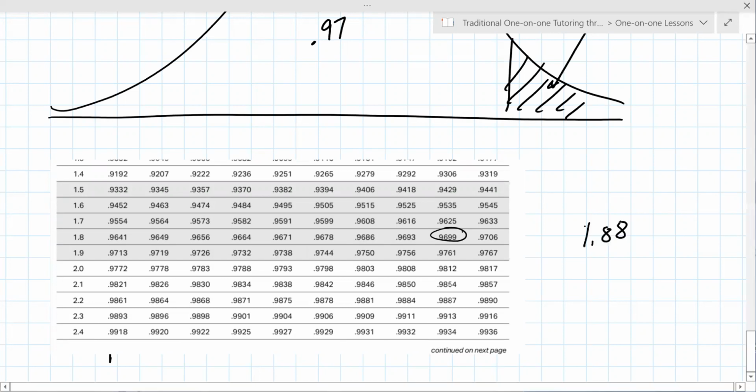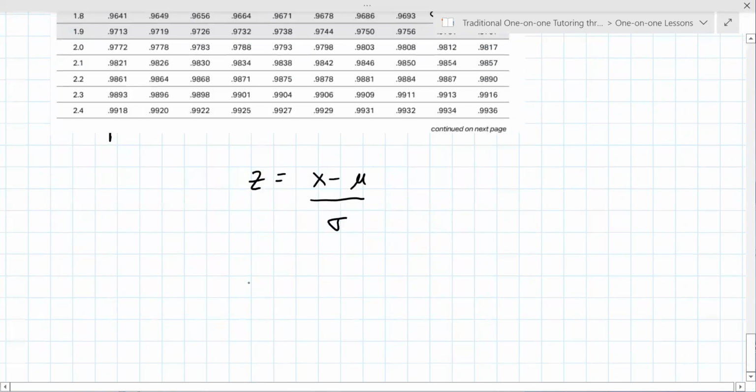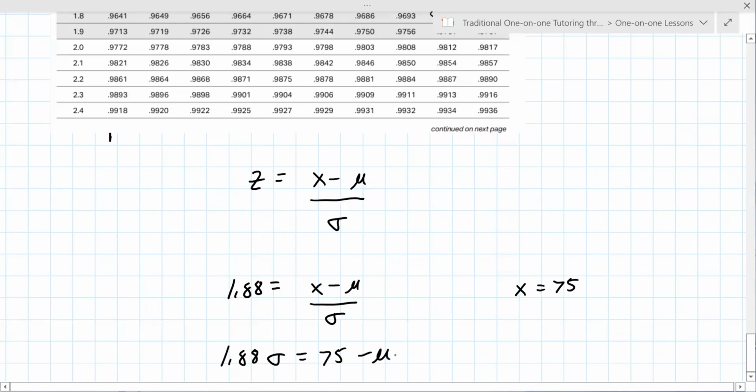That's your z-score. So you go z equals x minus mu over sigma, and 1.88 is your z. You clear the sigma again, so you get 1.88 sigma, and this time x is 75 minutes late. You can think of x as your real value. 75 minus mu.